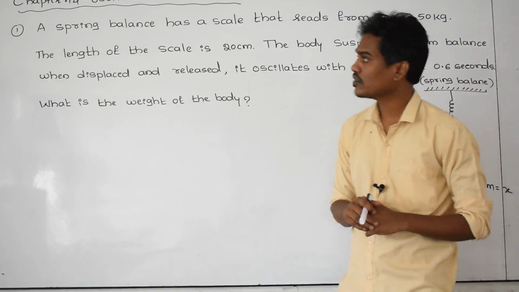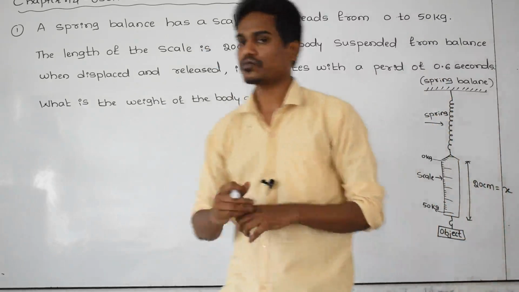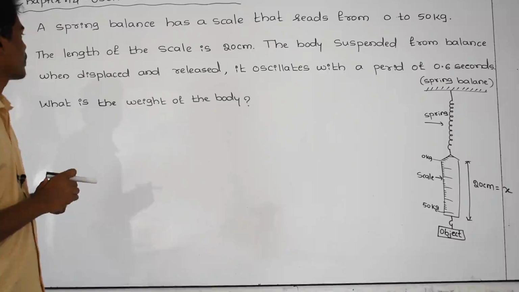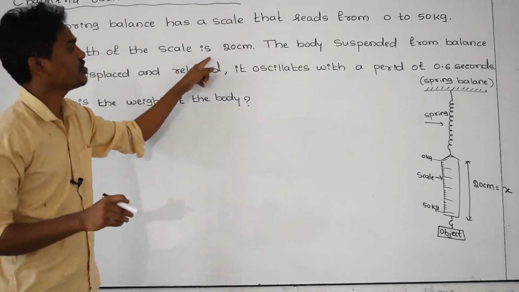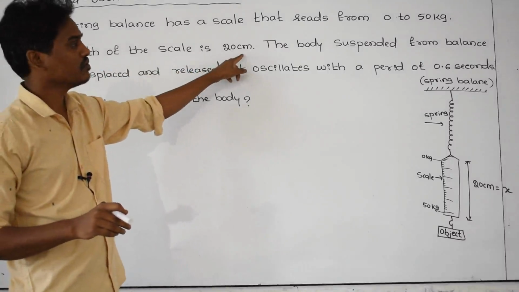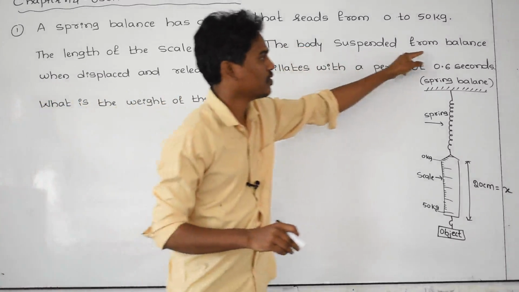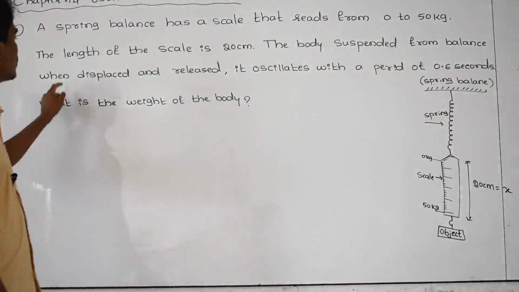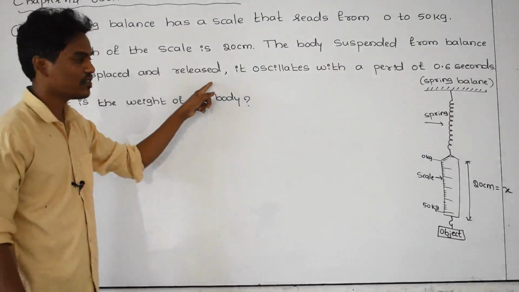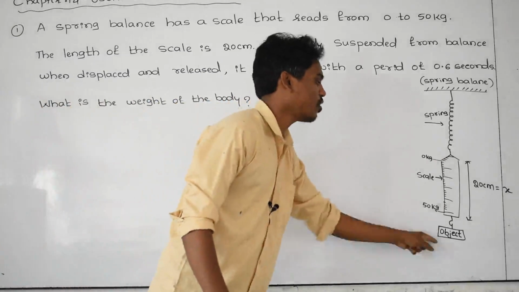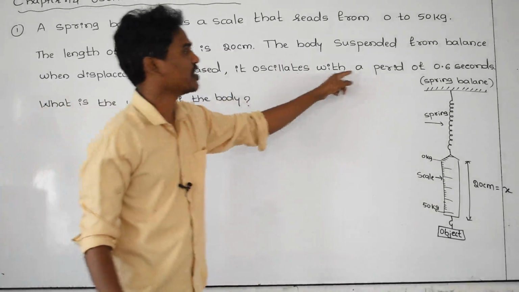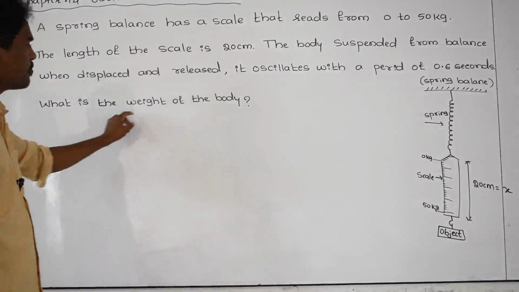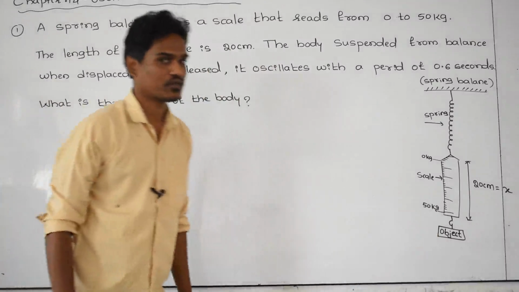First one, a spring balance has a scale that reads from 0 to 50 kg. The length of the scale attached to the spring balance is 20 centimeter. The body is suspended from the balance. This is the body, means object. The body is suspended from the balance. When displaced and released, this object oscillates with a period of 0.6 seconds. Then what you need to find out? What is the weight of the body attached to the spring balance?